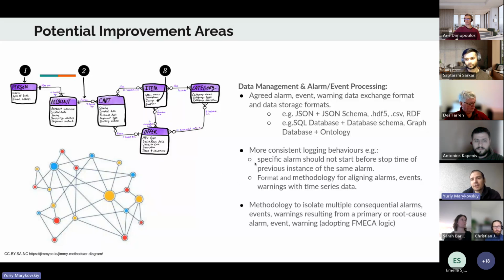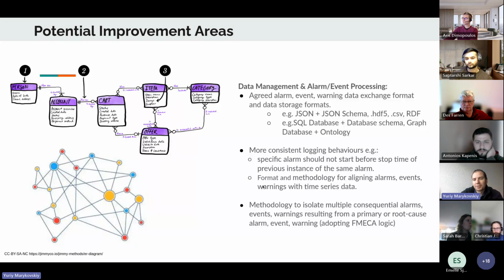Then in here, in the data management and alarm event processing, another topic for improvement is consistent logging behavior. So a physical alarm should not start before the stop time of the previous instance, with some overlaps, to make it easier to process the events. And there is no methodology for aligning alarms, events, and warnings with time series. Just the things that make the data not only exchangeable but also reliable and easy to use.